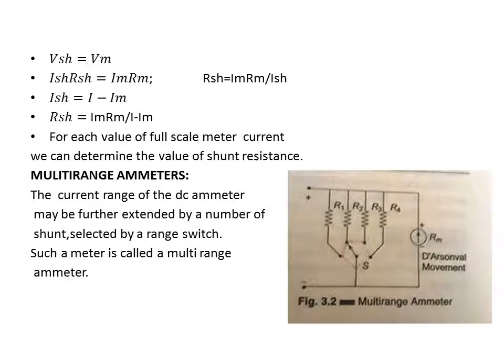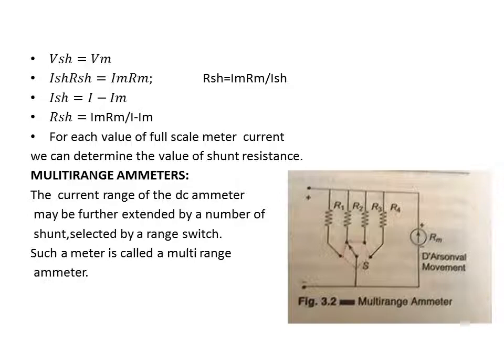VSH is equal to Vm, that is shunt voltage is equal to meter voltage. As you know, V is equal to I into R. So ISH into RSH, SH being the shunt, is equal to Im into Rm. RSH is equal to Im Rm upon ISH. ISH is equal to I minus Im. So RSH is equal to Im Rm upon I minus Im. By doing the calculations, for each value of full scale meter current, we can determine the value of shunt resistance.